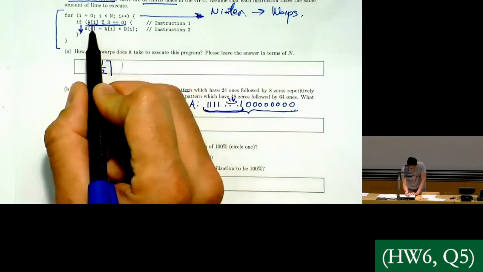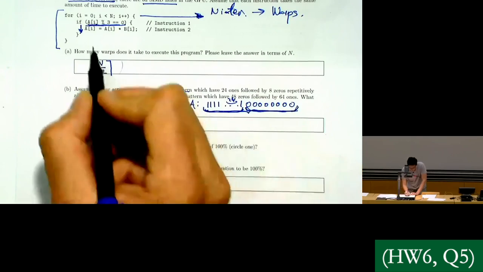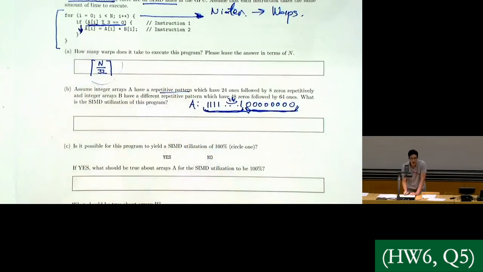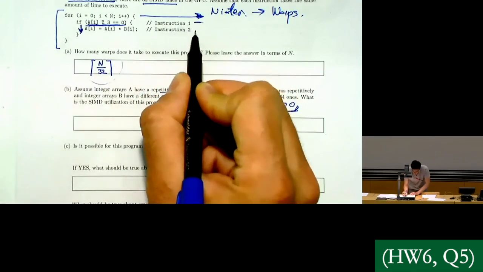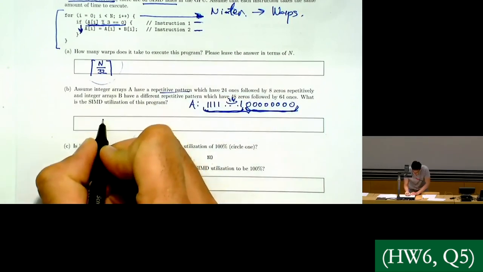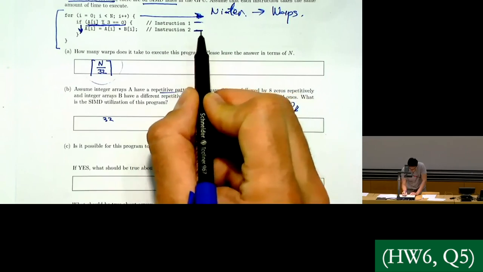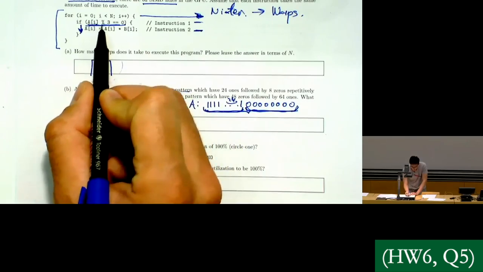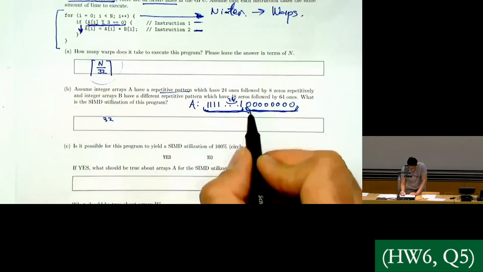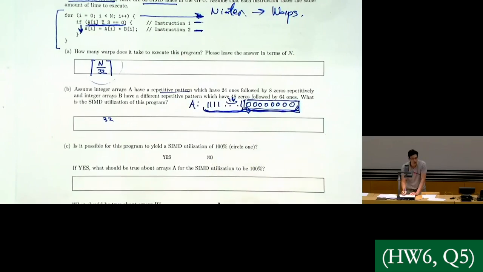Only those threads that read A[i] equal 0 will actually execute this statement here. So, if we have two instructions, instruction 1 and instruction 2, the first instruction for sure is executed by 32 threads in each warp, right? But the second instruction, instruction 2, is only executed by those threads for which A[i] modulo 3 is equal to 0. That is, for these 8 threads that read these 8 zeros here.